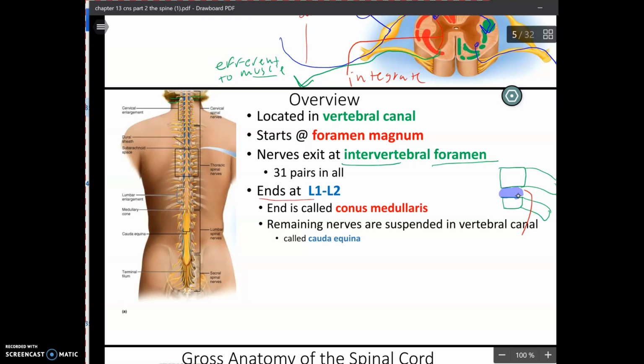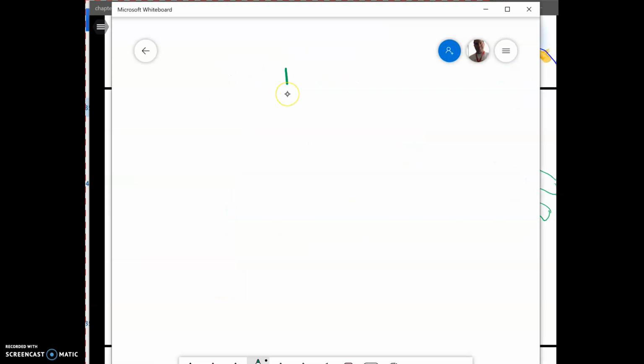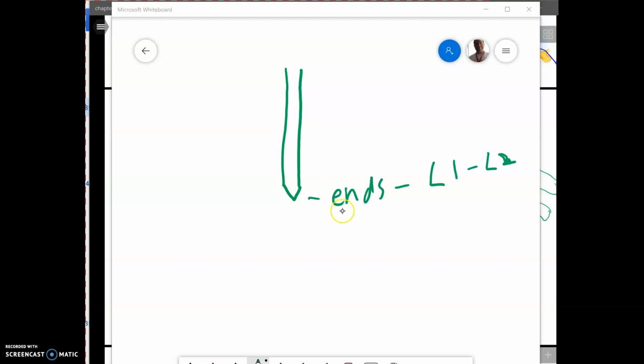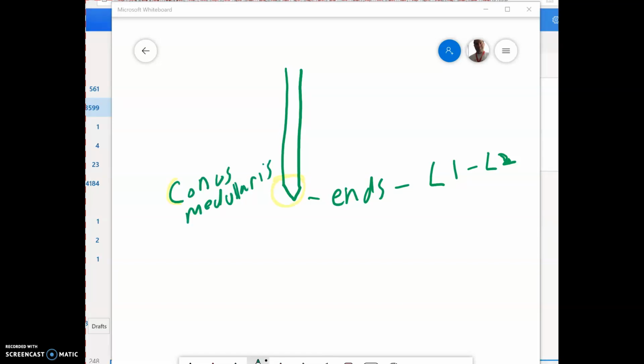Now it ends at L1 or L2. So here is the spinal cord. It ends between L1 and L2. So that structure right there is called the conus medullaris. There's two L's right there. And we have nerves going out at regular intervals. Now the problem is the spinal nerves go all the way down to CO1. That's L2.